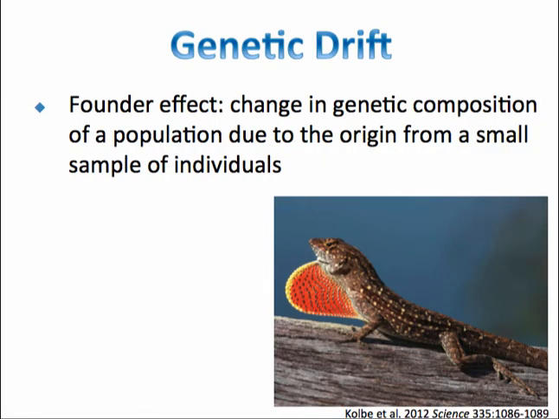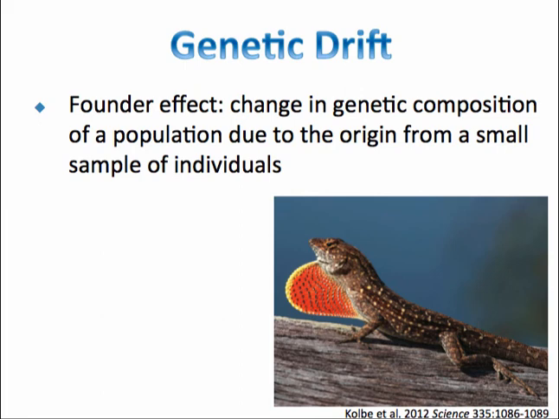And then a founder effect. A founder effect is the change in genetic composition of a population due to the origin from a small sample of individuals. One example would be from a bottleneck, where a few individuals survive and it changes the composition of the population. But another example would be when you get immigrants to an island, where they come in from a mainland or from another island and populate it, and then those populations have different allele frequencies from the mainland or from where they came from. And this is a really neat example.